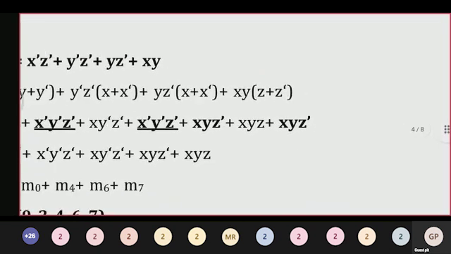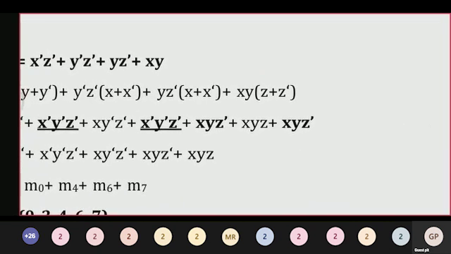Third product term, y z bar. In this product term, variable x is missing. So you need to multiply with x plus x bar, and the last one, xy. In this product term, variable z is missing, so you need to multiply z plus z bar.